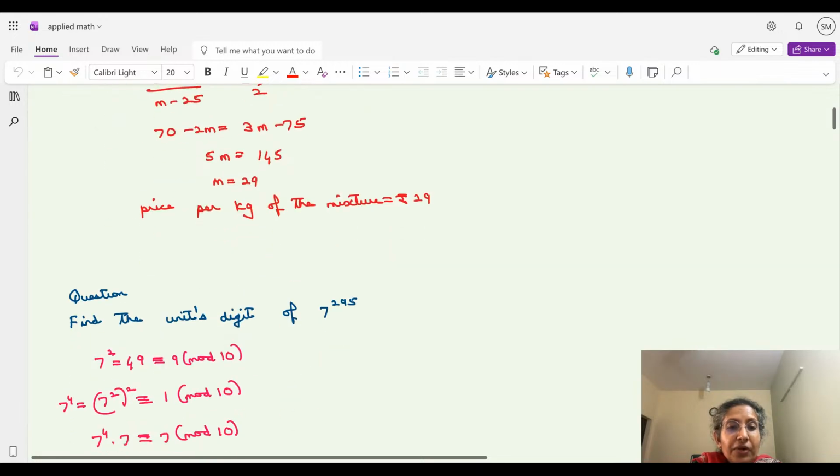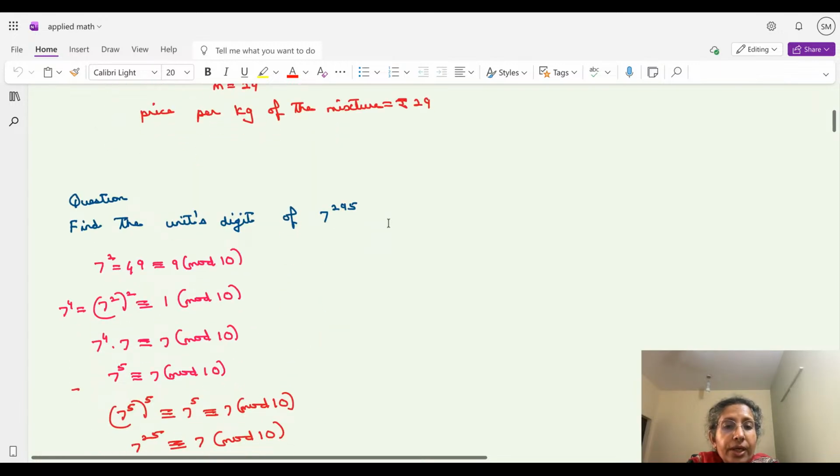The next question, find the units digit of 7 raised to 295. So there is no one method of doing this. You can do it by multiple methods. So if I start with 7 squared is 49, which is congruent to 9 modulo 10. By units digit I mean I want to find the remainder when you divide it by 10. So when you divide 49 by 10, the remainder is 9. So 7 squared congruent to 9 modulo 10. If I take 7 raised to 4, this is 7 squared squared. This is congruent to 9 squared, which is 1 modulo 10.